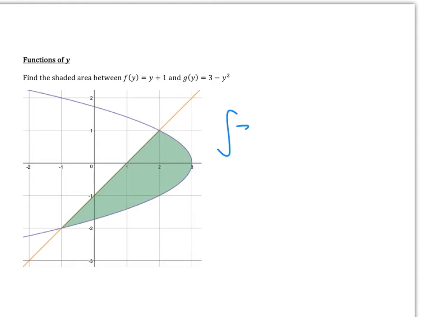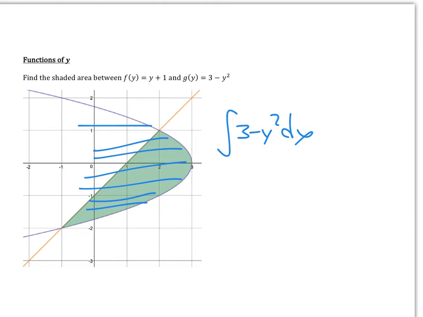And so when we integrate this parabola, when we integrate 3 minus y squared dy, that is the area between the parabola and the y-axis there, okay? So that's the area between the y-axis, not the x-axis now, because we're going dy, okay?